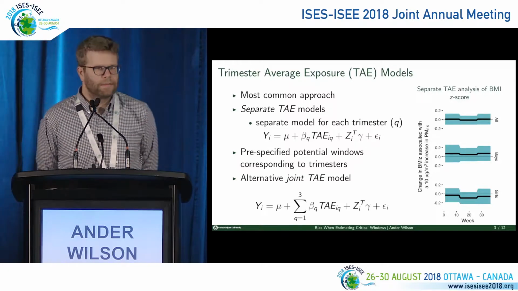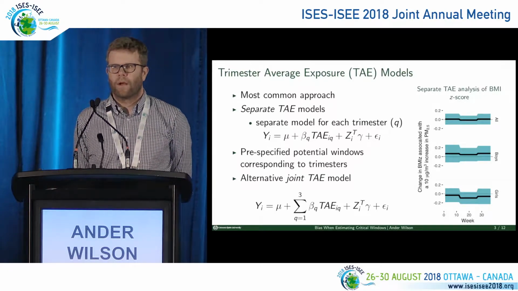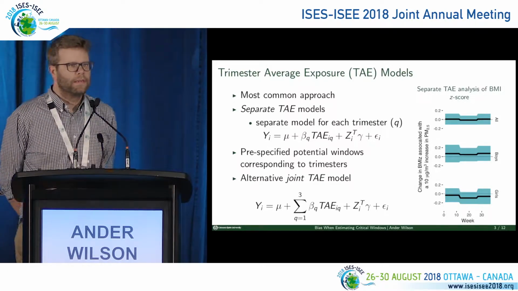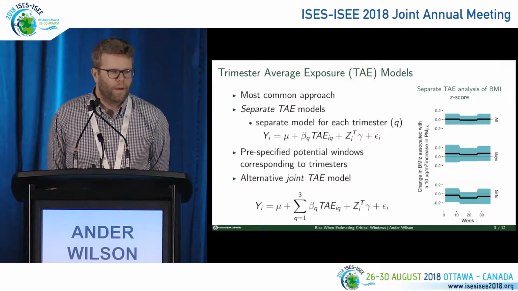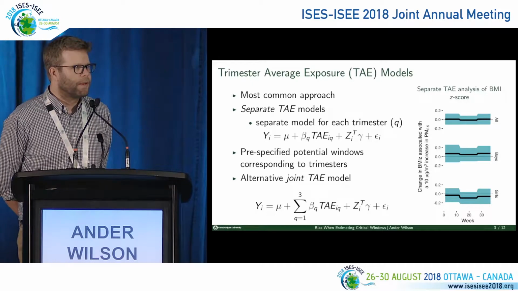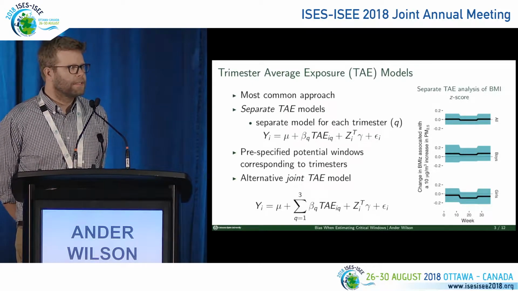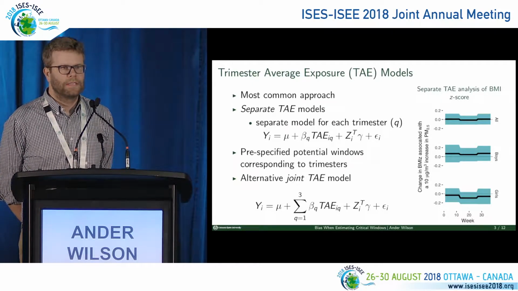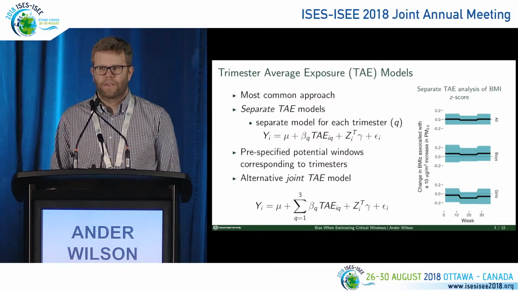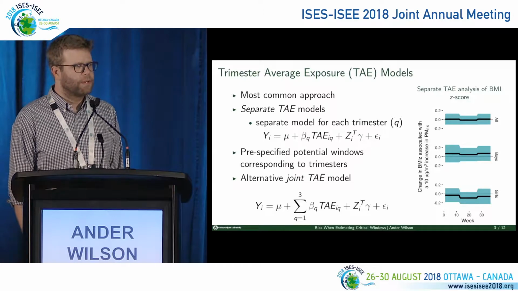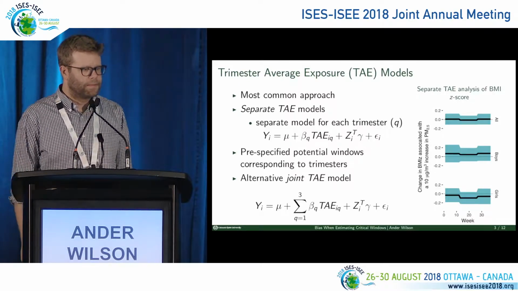A slight alternative of this, which is less used, is to use what we'll call the joint TAE model. And so instead of fitting 3 separate models, this is just fitting a single model with all 3 trimesters included as predictor variables. So it's a joint analysis of all 3 trimester average exposures. And when doing this, we're still limiting ourselves to windows that correspond with the trimesters, but we're adjusting for exposure during the other trimesters in this model.